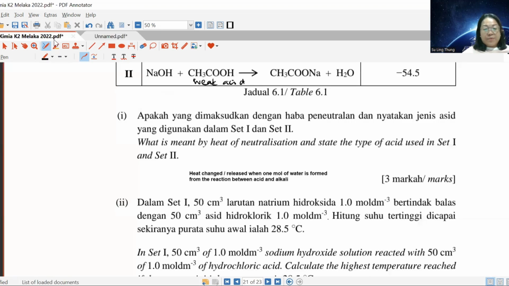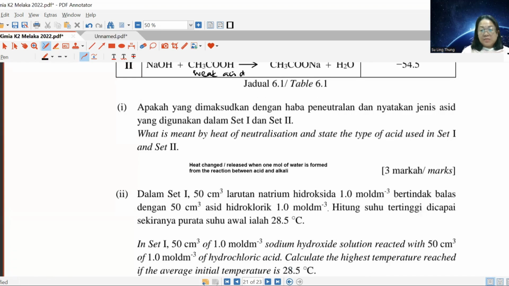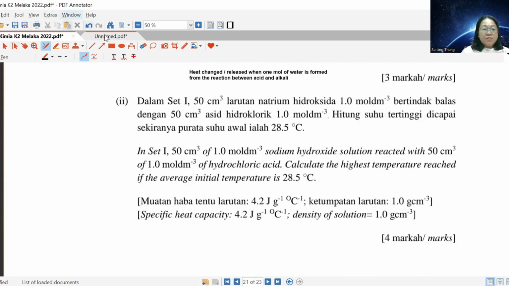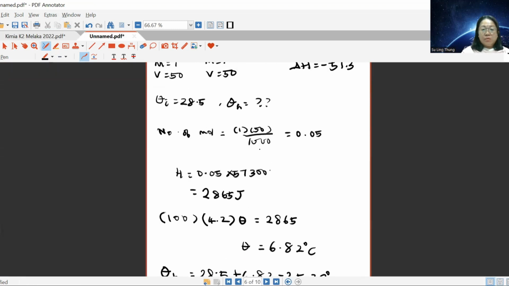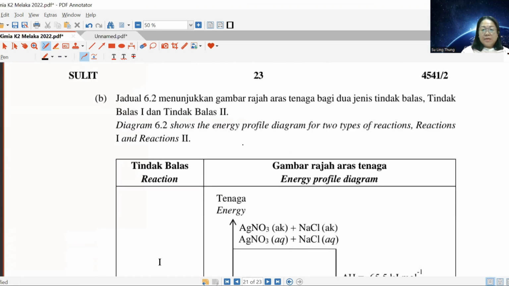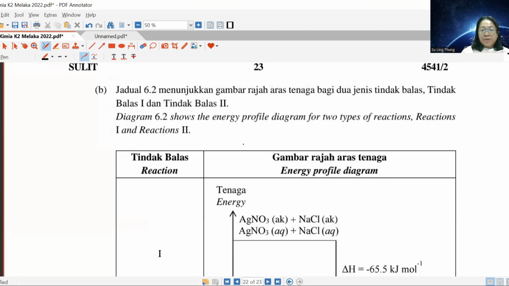Okay, 35.32 degrees Celsius. This particular calculation carries 4 marks, which is why if you look at it, it's quite simple. It doesn't need you to crack much. First it will go here, this mark. The second mark will be here, third mark, and your final mark. That is why it's only 4 marks. Okay, let's look at question B.